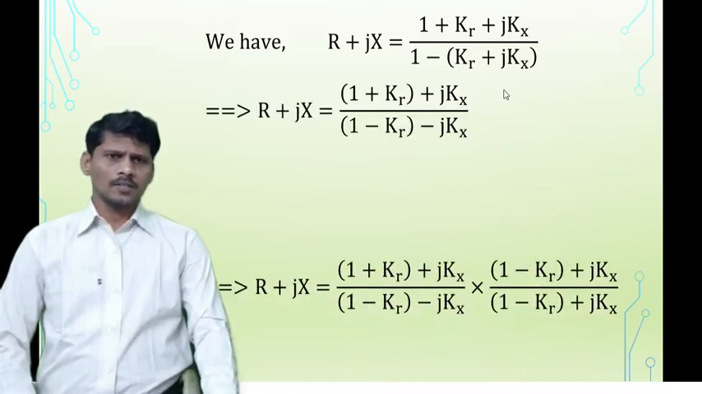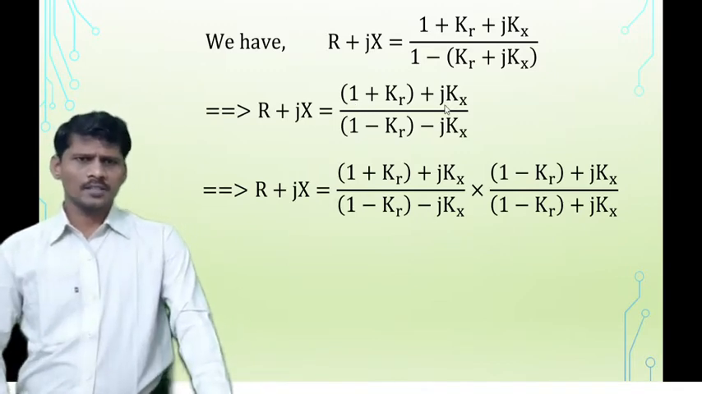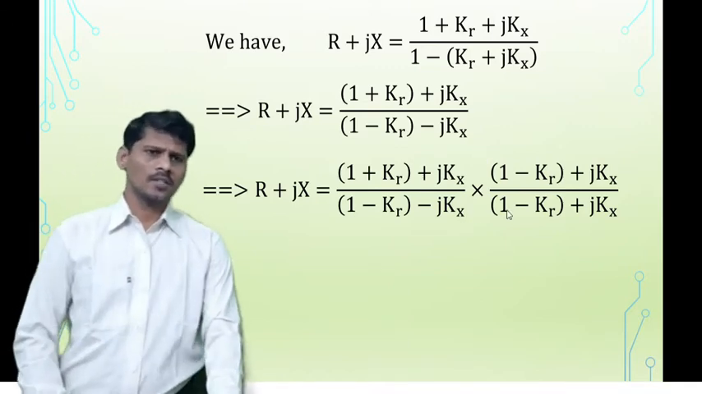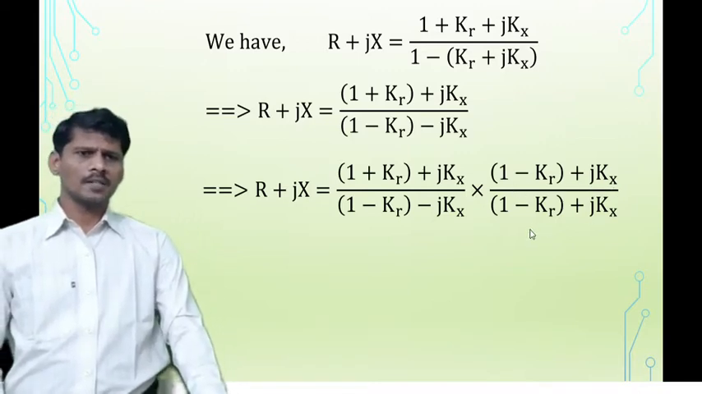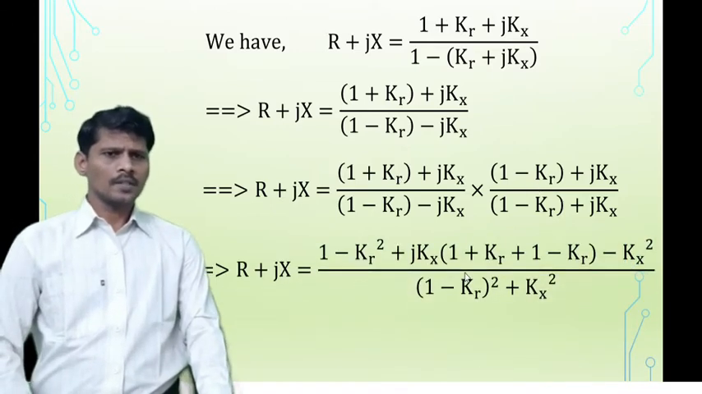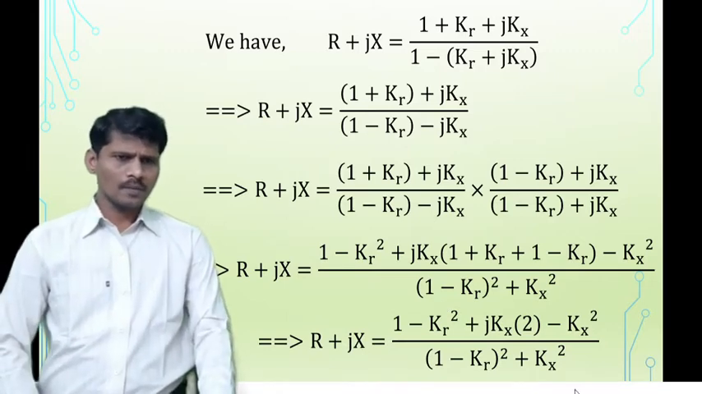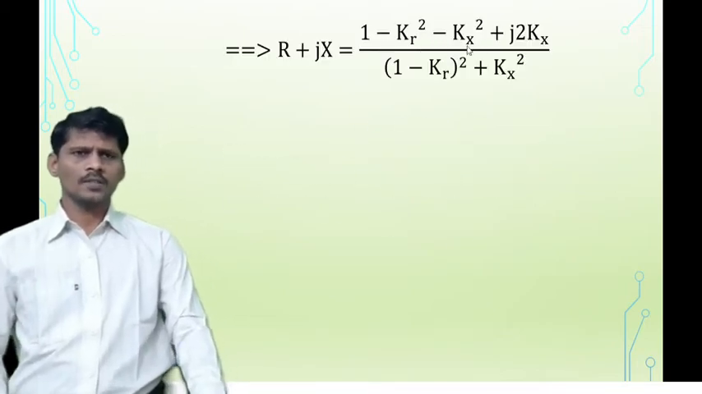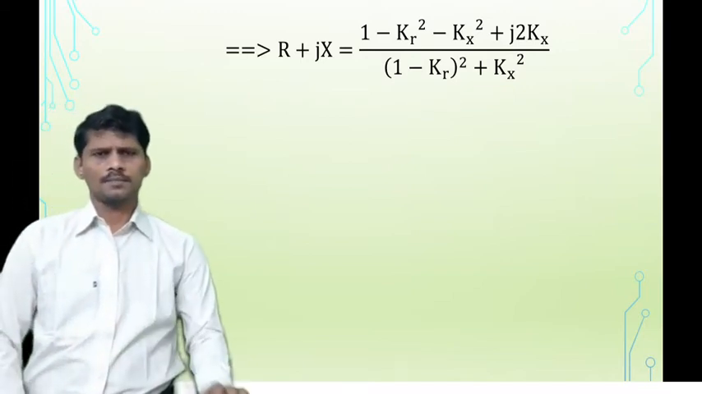So R plus jX is equal to 1 plus Kr plus jKx divided by 1 minus Kr minus jKx. Using rationalization, multiplying the numerator and denominator by 1 minus Kr plus jKx, and simplifying the equation, finally we get R plus jX is equal to 1 minus Kr square minus Kx square plus j2Kx, divided by 1 minus Kr whole square plus Kx square.